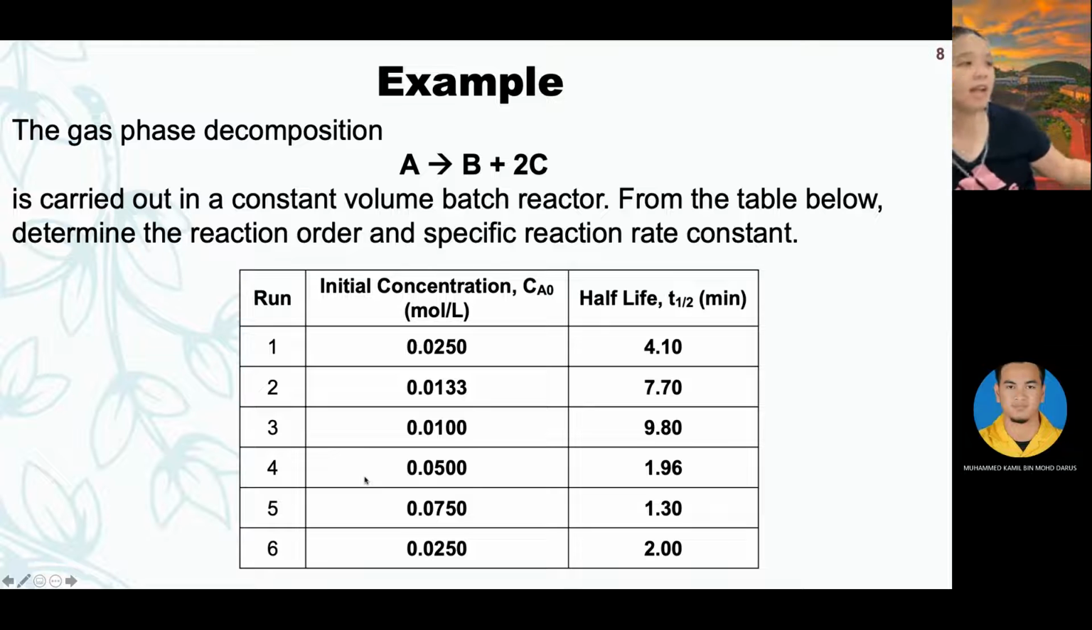Okay, so imagine now in this question, I do the experimental run. Let's say here I do 6 runs. For each of the 6 runs you can see we use a different initial concentration. So in the first run, I run my fresh solution of reactant A at 0.0250 molar. Then you run it, and it takes 4.10 minutes to become half of its original value. For the second run, I prepare a new one at 0.0133. Third run, 0.01. For each run, I get my half-life.